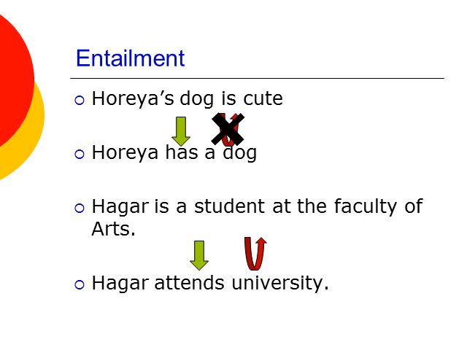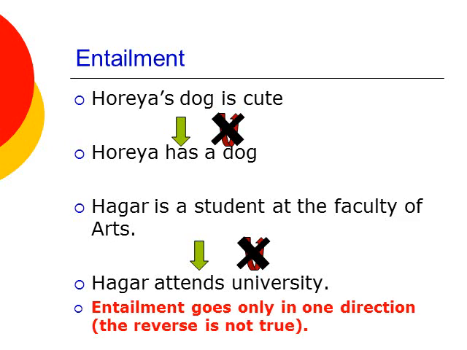Again, the same thing in the second pair of sentences. Hagar attends university. Even if this sentence is true, it does not entail that she is a student at the Faculty of Arts, because maybe she attends university, but she goes to another faculty or another school. So we conclude that entailment goes only in one direction. Horiya's dog is cute entails Horiya has a dog, but the reverse is not true.